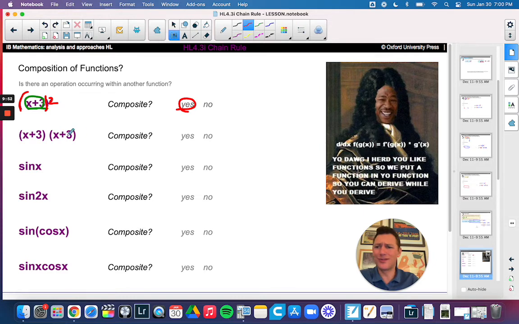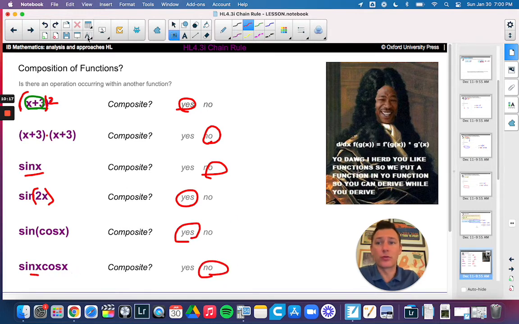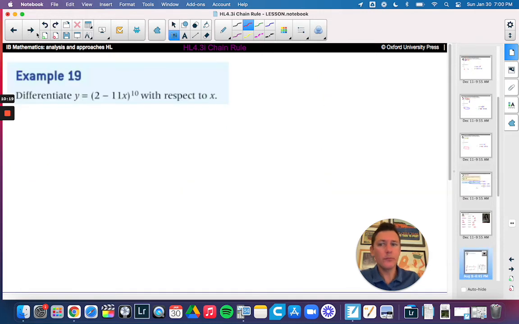This, not composite, it's just two things multiplied together, and we would expand it or use the product rule. Foreshadowing: we don't know the product rule yet. This, no, there's only just x sitting there, but this is sine of 2x, right? So this has a piece outside and an inside function. Same thing, this is sine of cosine of x, so this is composite. This is just sine of x times cosine of x. It's a product. We'll have to use product rule on it tomorrow. So let's try it out.